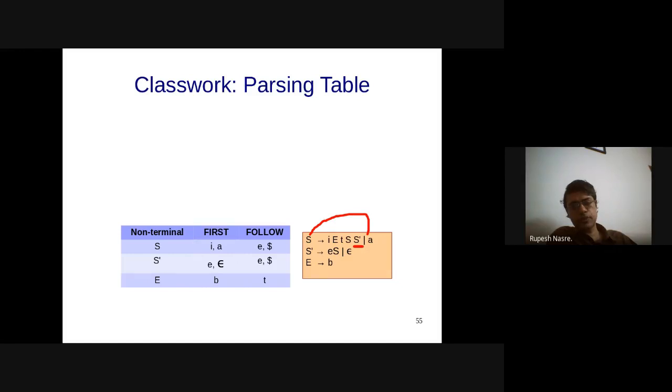Okay. So therefore, the follow set of S prime as well as S should contain E and dollar, and follow of capital E seems to be easy because E appears only in that first production, and therefore only T appears in the follow set of capital E. Right? Okay, so now that we have computed first and follow, if there are any questions, please feel free to ask. There is a good discussion.